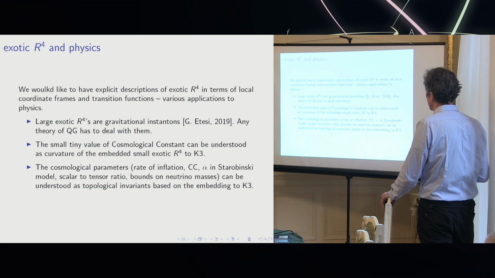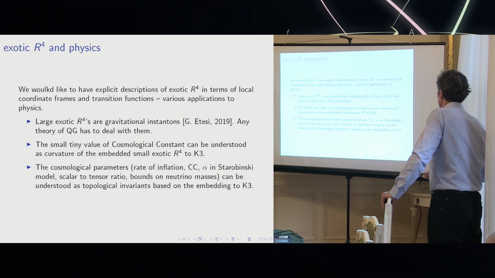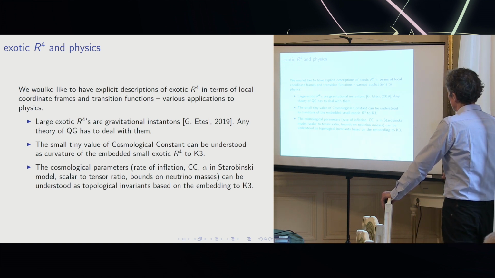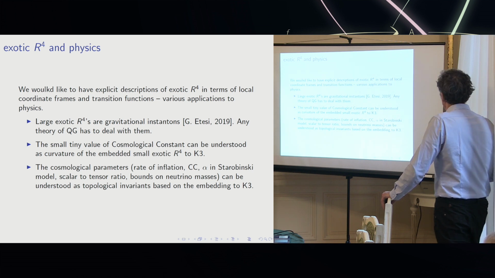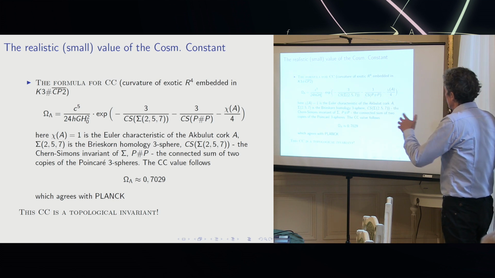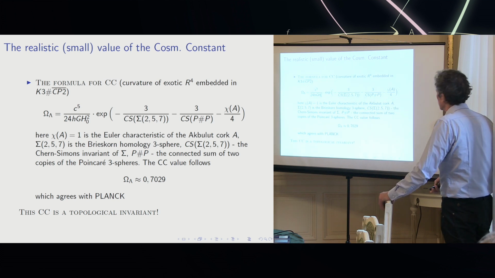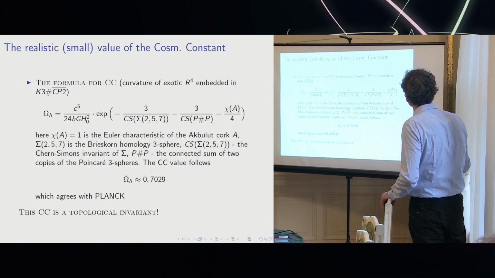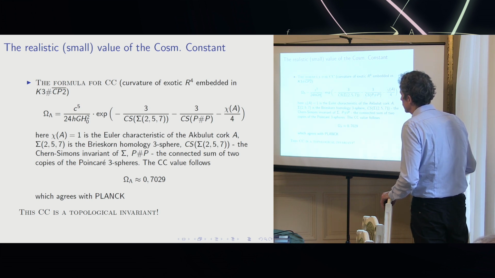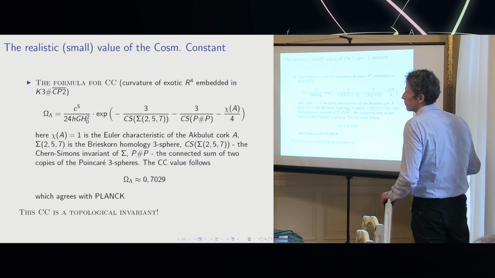And also some other physical parameters can be obtained as a topological invariant based on this specific exotic R4 embedded in K3 connected sum with CP2. I have just shown the results, not explaining much about this because it's too much, but really this A is the Akbulut cork here. The boundary of this Akbulut cork is sigma 257, and we have the Chern-Simons invariant of this sigma 257, which is precisely this.